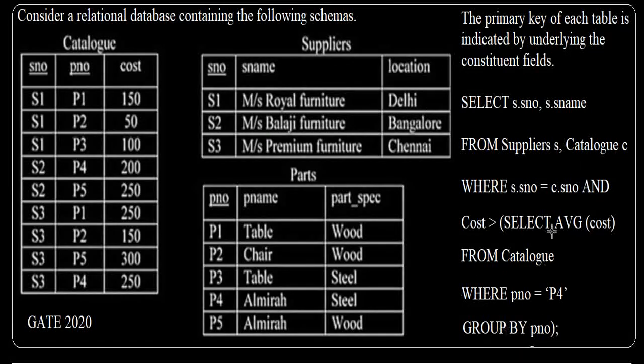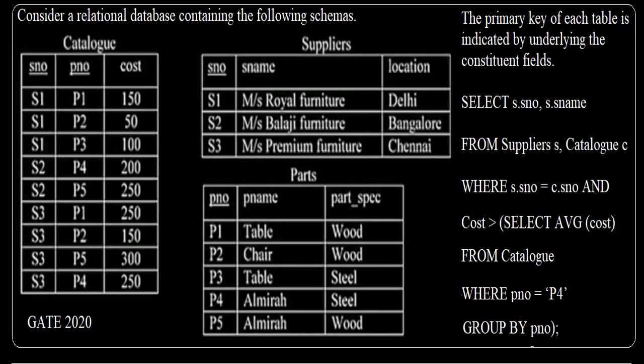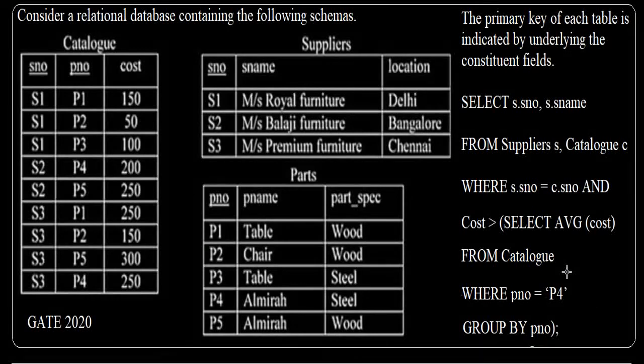Now in order to solve this one, we need to solve the subquery first. Okay, select average cost from catalog where p number equals p4, group by p number. So the main thing is we need to take the average cost from the catalog where p number equals p4, which is this one, and also take the cost of each corresponding p4, which is this one, and take the average, which can be done by 200 plus 250 divided by 2, which is 225. Okay, like this.